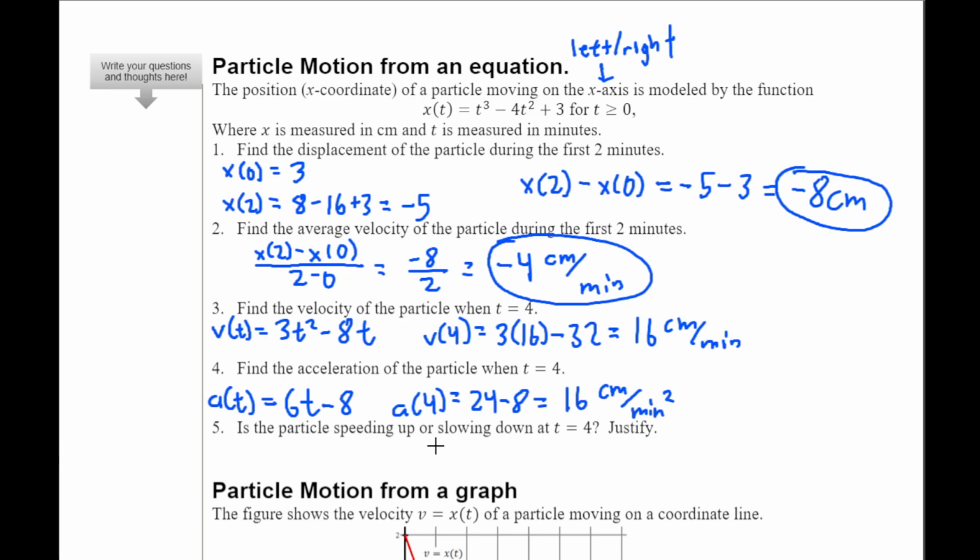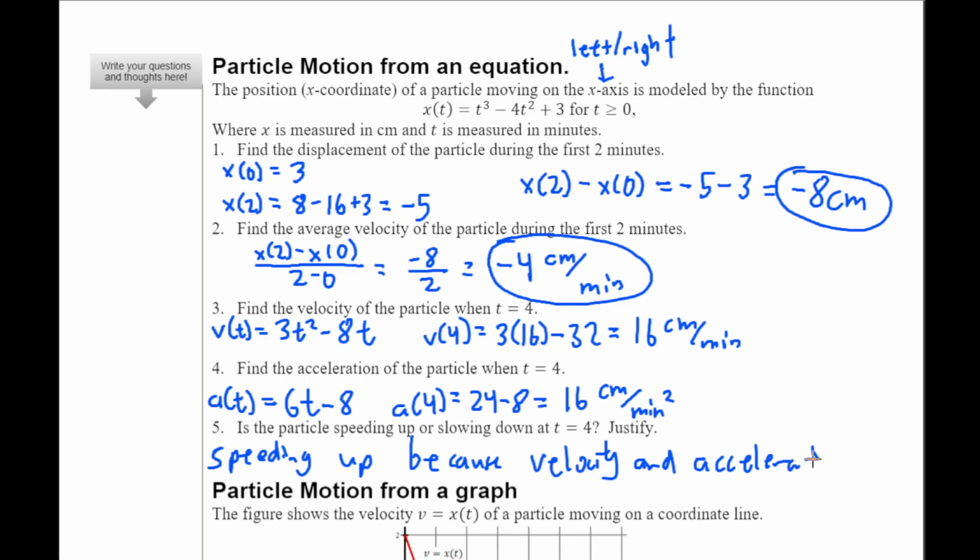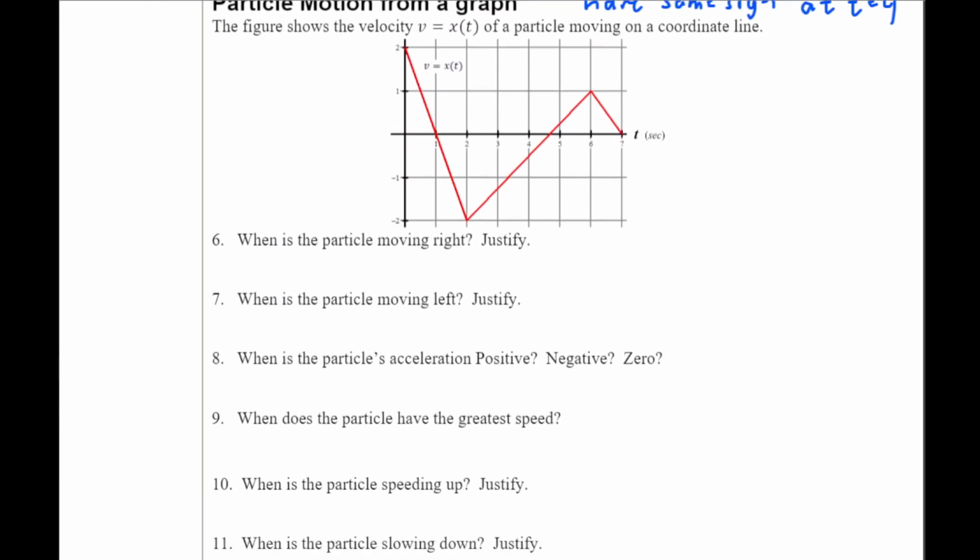Is the particle speeding up or slowing down at t equals 4? Justify. We see here velocity and acceleration are both positive, both the same sign. So the answer is speeding up because velocity and acceleration have the same sign at t equals 4. Something like that. All right, this last example is with a graph.